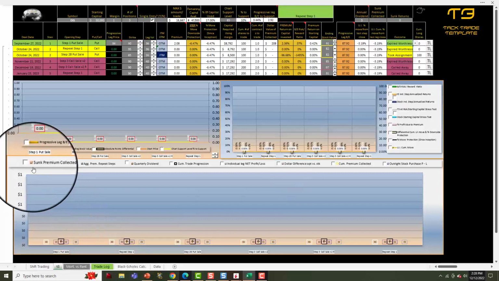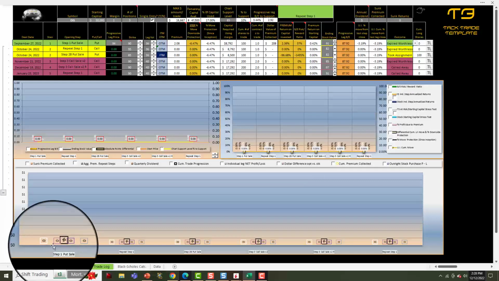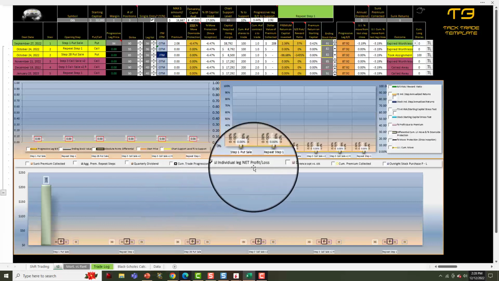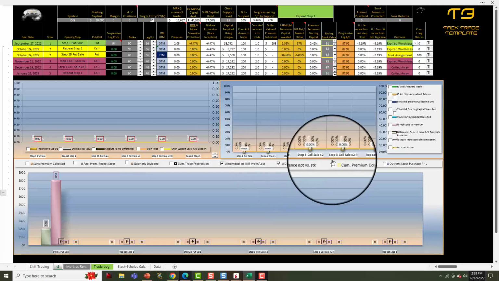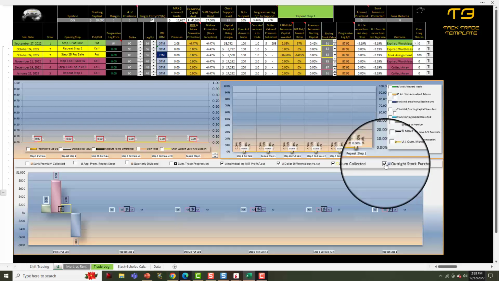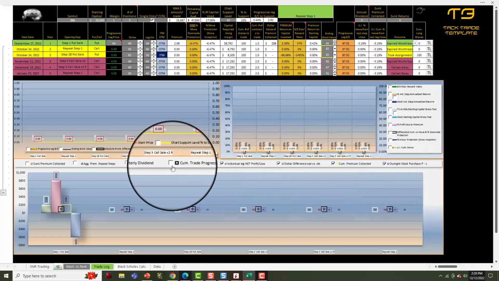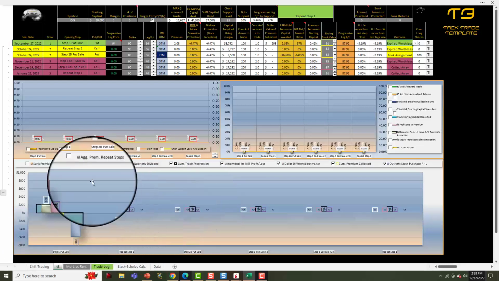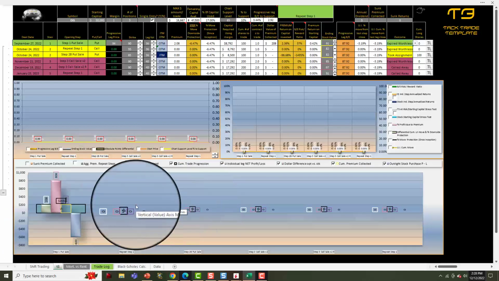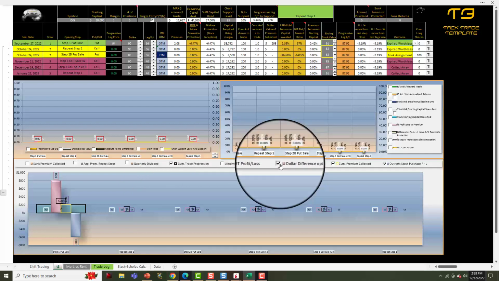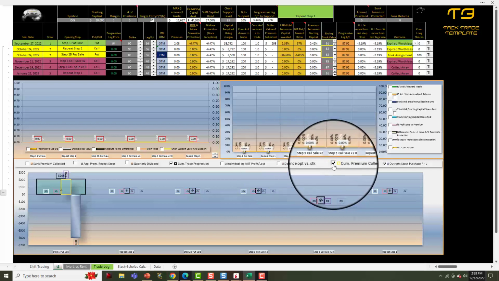How does that look in the metrics? Let's take a look. We can turn on the individual net leg profit and loss. We can turn on the dollar difference, the cumulative premium that we collected, and the outright stock purchase. And of course, the cumulative trade progression. So there's a lot of data there, so let's dissect the 2 most important metrics. Let's turn off the individual net leg profit and loss, the dollar difference, and the premium collected.